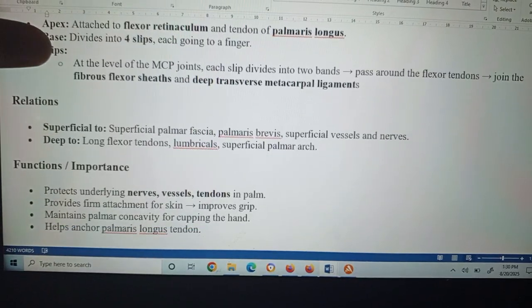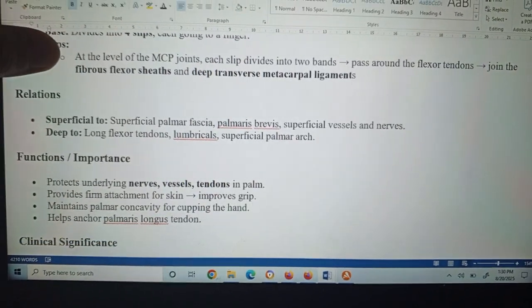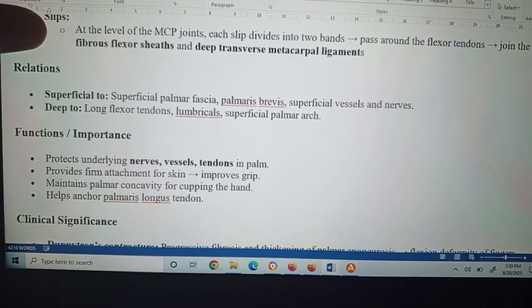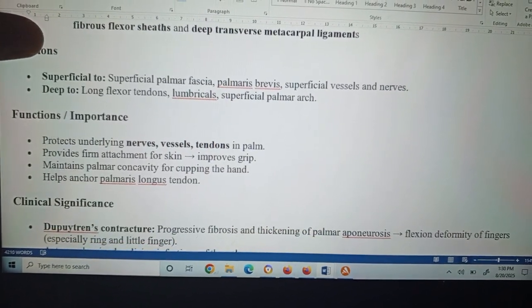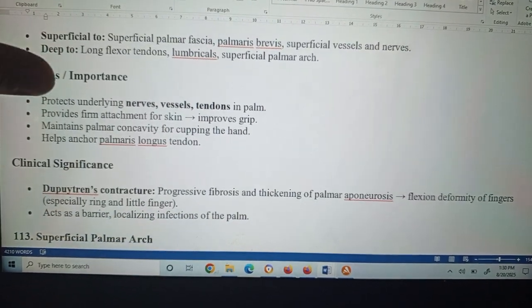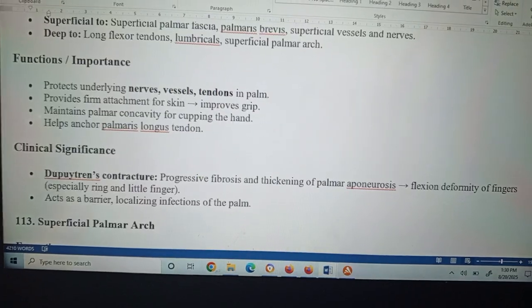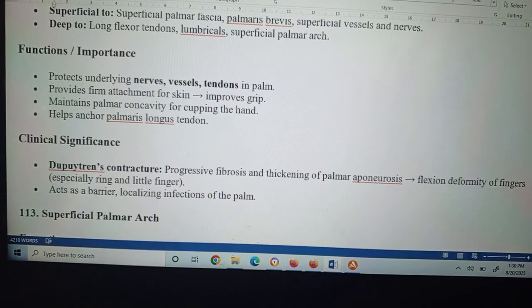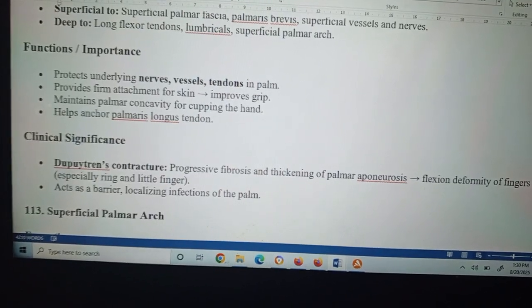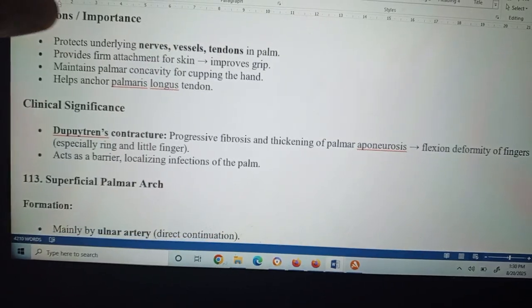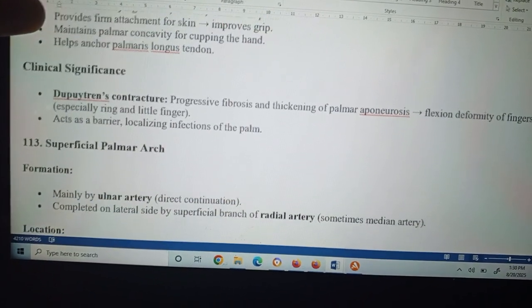Each slip is divided into 2 bands, passes around the flexor tendons, the fibrous flexor sheath and deep transverse metacarpal ligament. Superficial to it are the superficial palmar fascia, palmaris brevis, superficial vessels and nerves. Deep to it are the long flexor tendons, lumbricals and superficial palmar arch. Its function and importance is that it protects the underlying nerves, vessels and tendons in the palm. It provides firm attachment for skin, improves the grip, maintains palmar concavity for cupping the hand. It helps anchor the palmaris longus tendon.